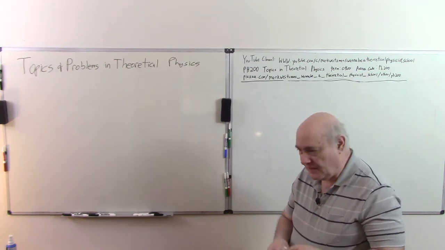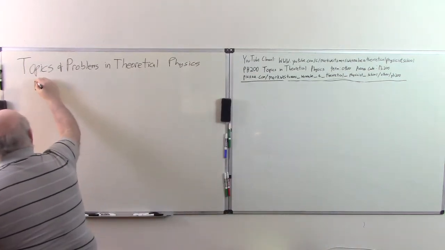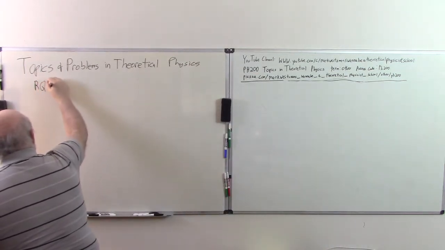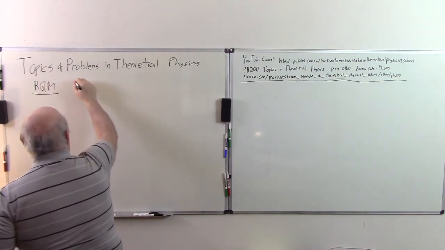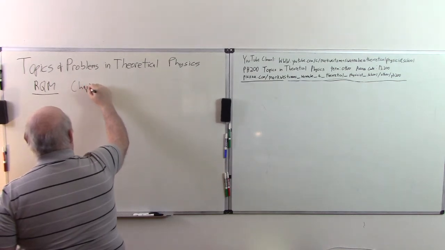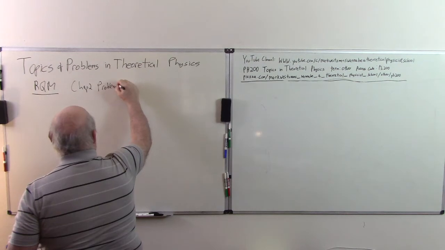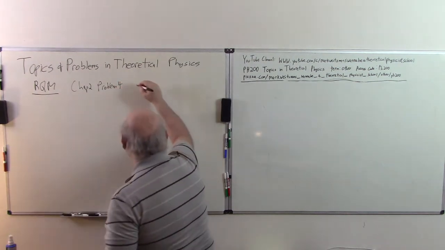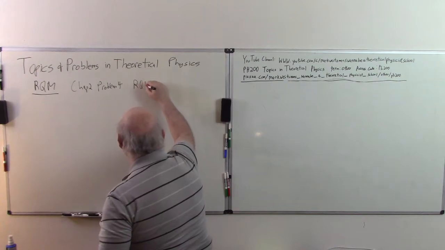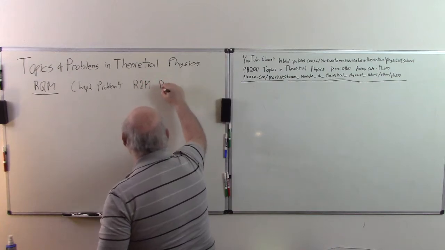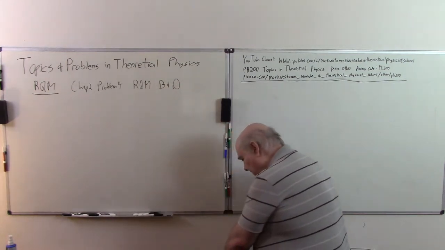Today I'm going to do a problem in relativistic quantum mechanics. This is a problem from chapter 2, problem 4 of a famous textbook called Relativistic Quantum Mechanics by Bjorken and Drell. And here's my copy of this book.